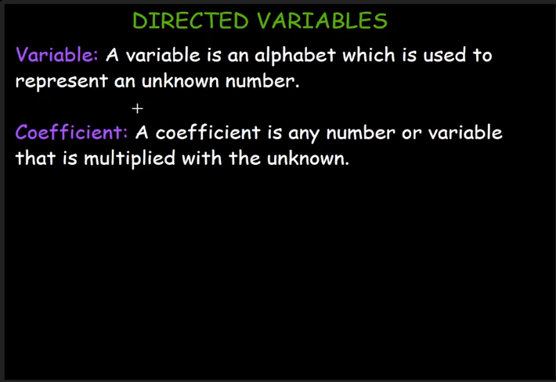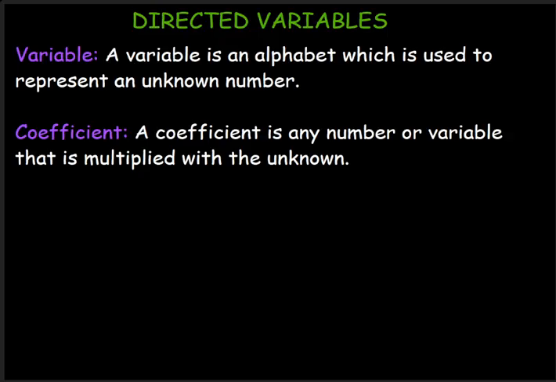A variable is an alphabet which is used to represent an unknown number. Okay, and then we have a coefficient. A coefficient is any number or variable that is multiplied with the unknown.